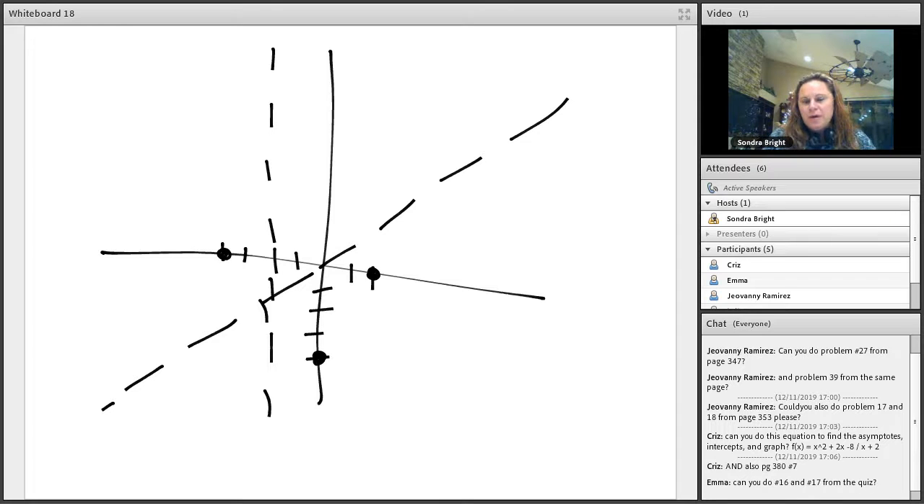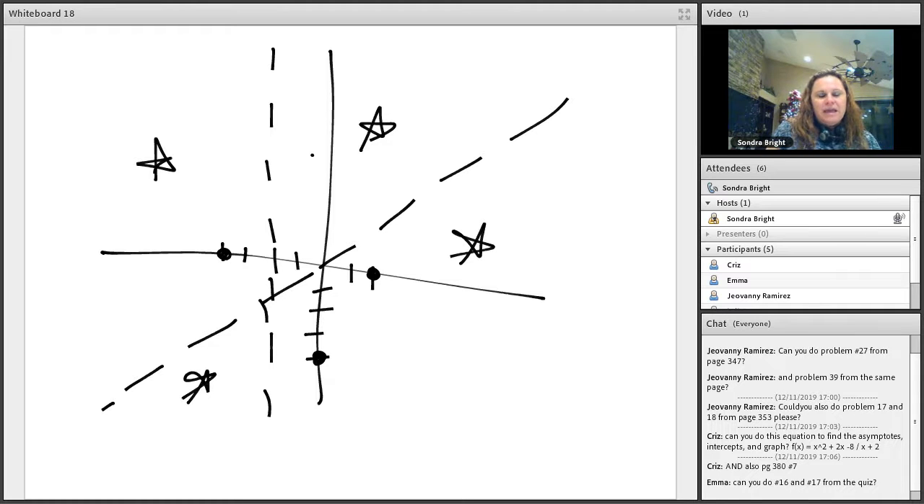Remember I told you that if you get a slant asymptote, you're going to be in the opposite diagonal corners of this crisscross. So you'll either be in this section and that section, or you'll be over here and over here. And obviously with your intercepts, that's what tells you which sections they're in.